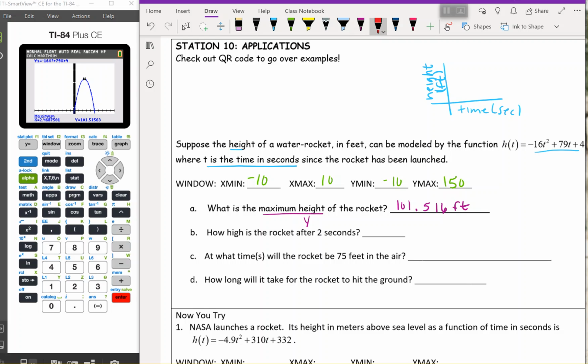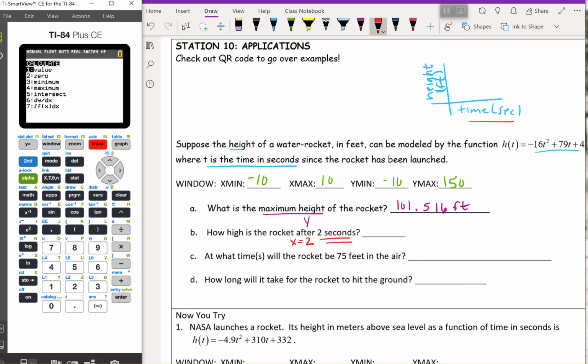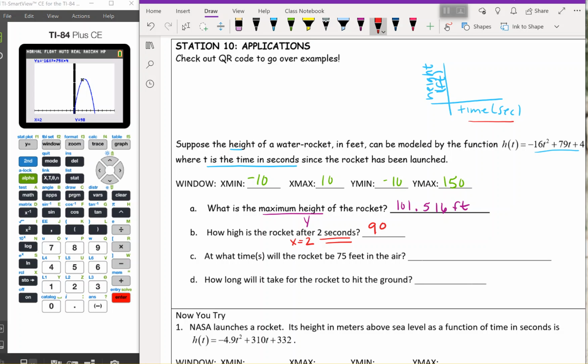So letter B says, how high is the rocket after 2 seconds? If I go up to the graph that I drew earlier, seconds is on the x-axis. So this is basically just like fancy math for x equals 2. So I press second calc, and I choose 1 for value. And at the bottom, it's just going to let me enter x equals 2. So I'm going to enter a 2 and hit enter. So it gave me x, and it's asking me for y, which turns out to be 98. So this is 98 feet.